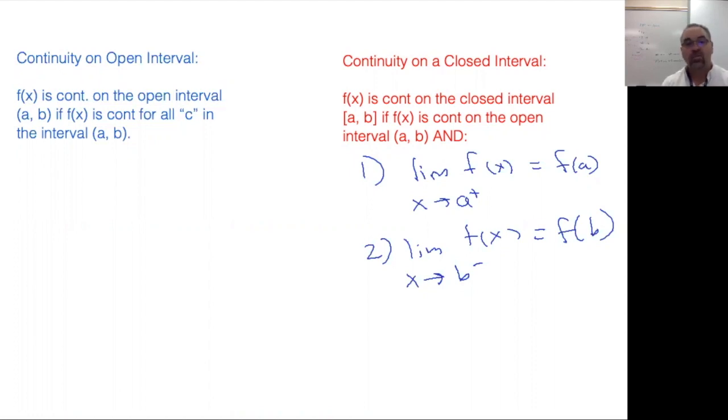And why is it one-sided? Because when we close the interval, we basically stop the universe. The smallest value we have possible is a, so you can't approach a from the left. Similarly, on the right-hand side, you can't approach b from the right because there's no values bigger than b. So there's our review of continuity on both open and closed intervals.